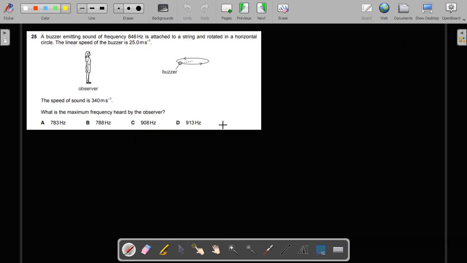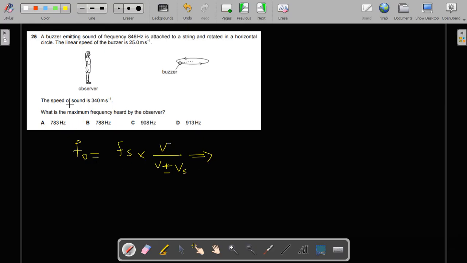Question 25. A buzzer emitting sound of frequency 846 Hz is attached to a string and rotated in a horizontal circle. The linear speed of the buzzer is 25 meters per second. The speed of sound is 340 meters per second. What is the maximum frequency heard by the observer? You know that maximum frequency happens in this formula: observer frequency equals Fs times V divided by V plus or minus V of source.